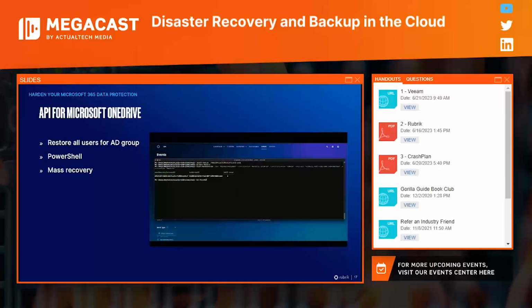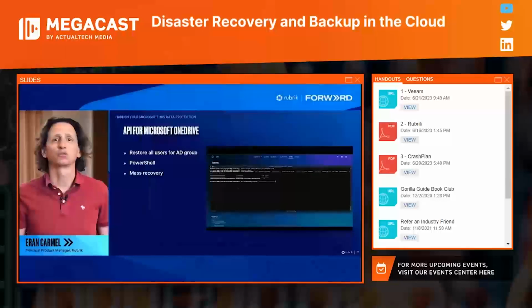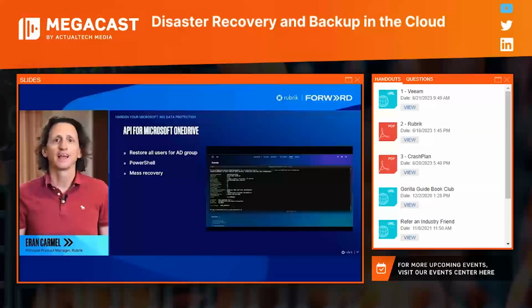And we have APIs for the rest of the suite coming out shortly to make sure you can restore faster at enterprise scale. And with that, back to you, Drew.